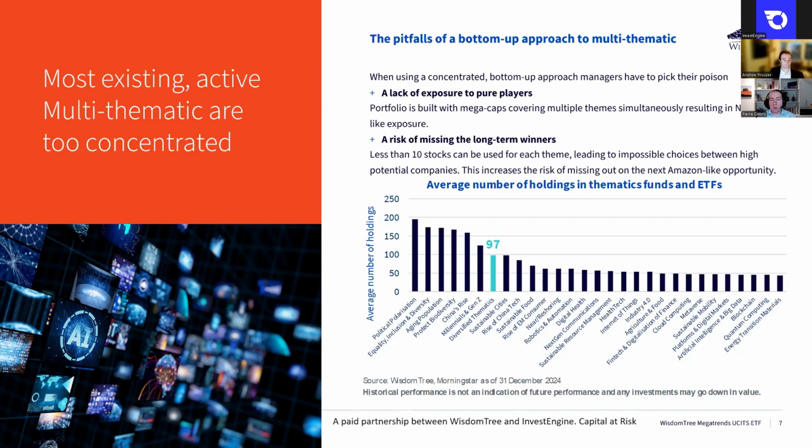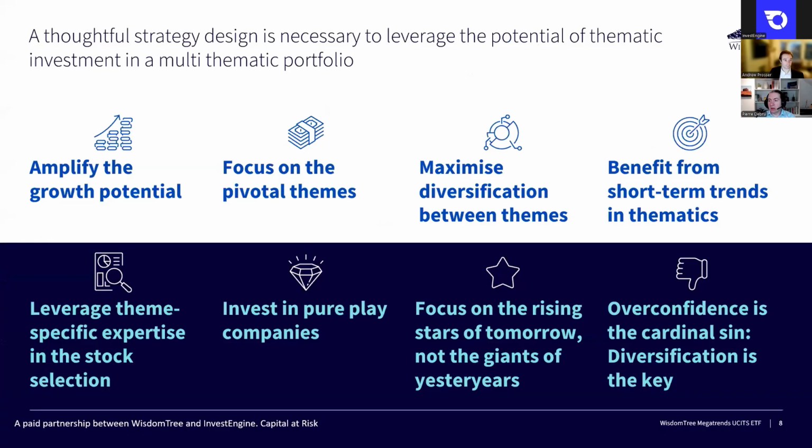And that's why when we decided to build our own multi-thematic strategy, we took a completely different approach. And so on the next slide, you can see the big principle of this approach, which is to do it top down, meaning that we start from the theme, we don't start from the company, to very much focus on the diversification between the themes, to focus on the companies that are the rising stars of tomorrow, not the giants of today, meaning maybe more small cap, maybe more mid cap, and to focus on pure play companies. So companies that are focused on 1 or 2 themes maximum, not companies that are doing 10 or 12 themes, right?